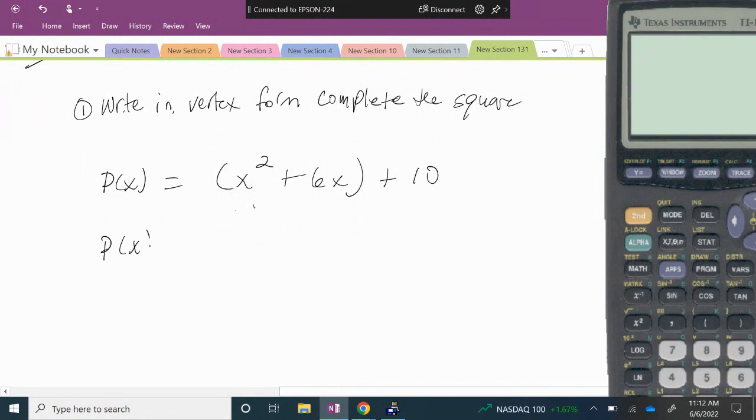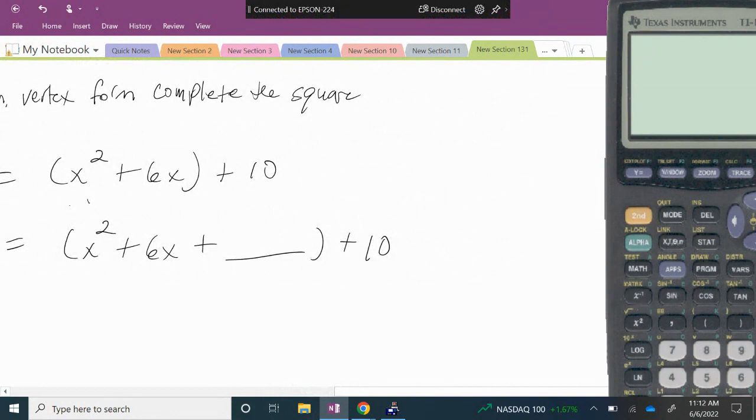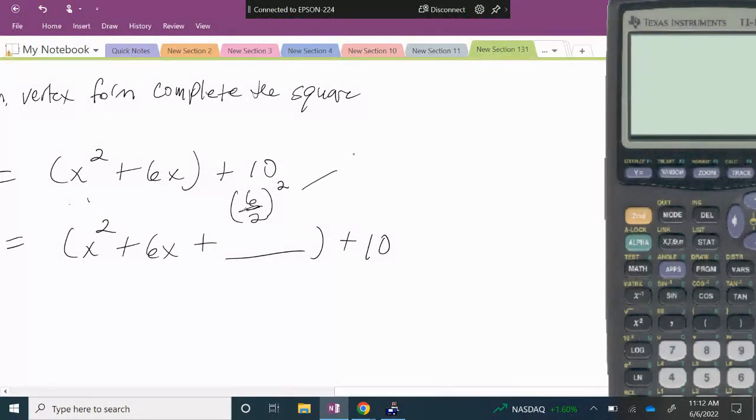So I'm going to complete the square. In order to complete the square, we have to take half of the coefficient of the middle term. The coefficient of the middle term is 6. We have to take half of that. So I'm going to take 6, divide it by 2, and then square it.